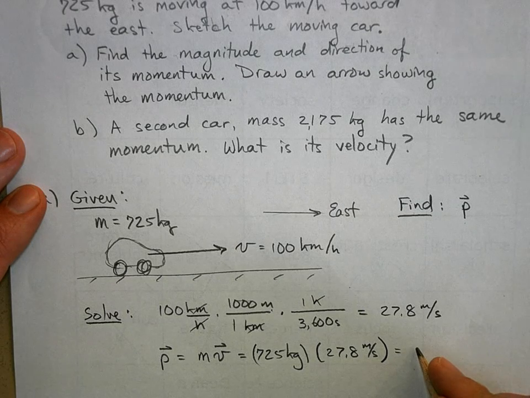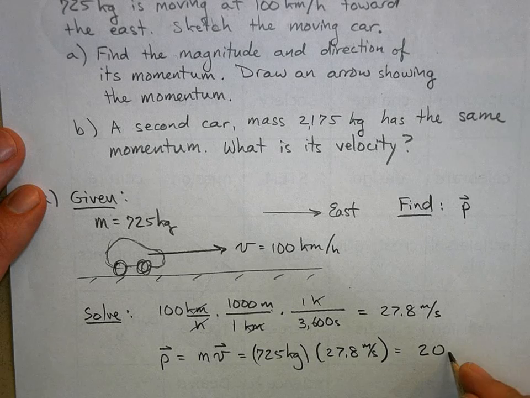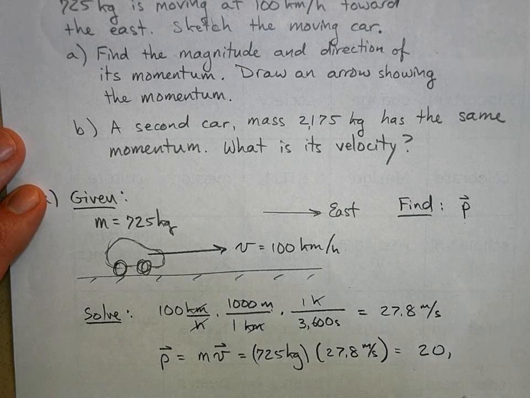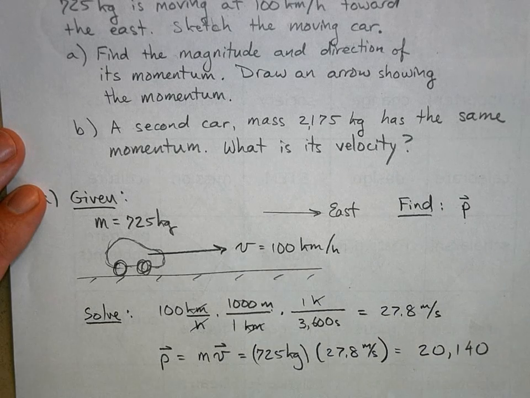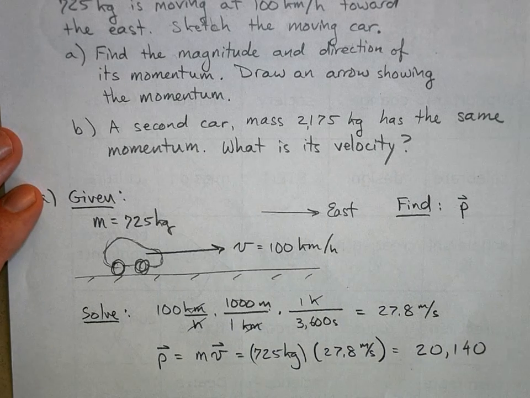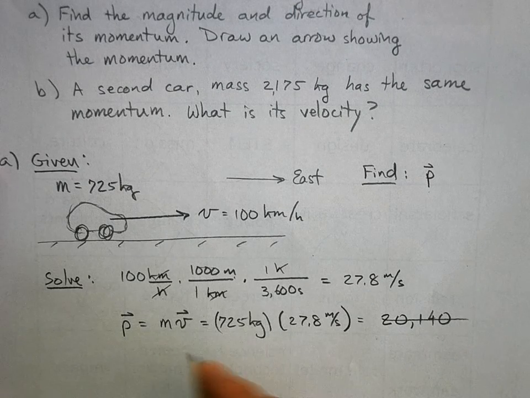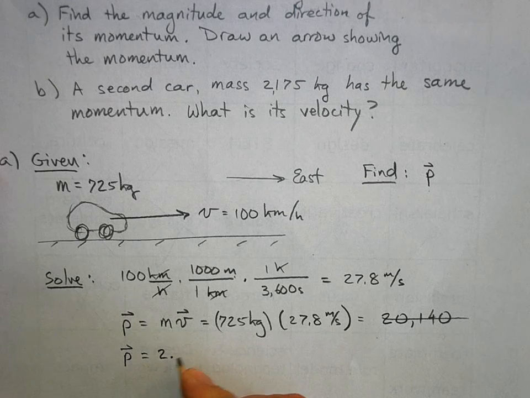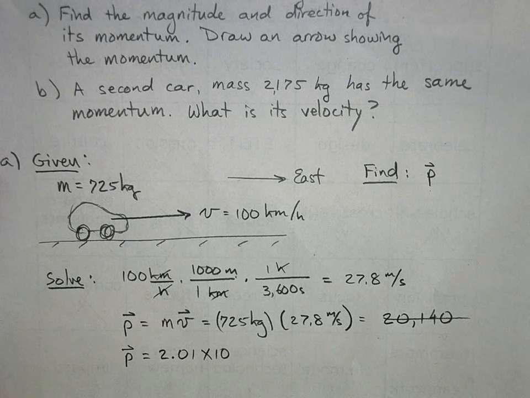a pretty big number, about 20,000. I'll just round it off. Or actually, let's use scientific notation. So P is equal to 2.01 times 10 to the 4.